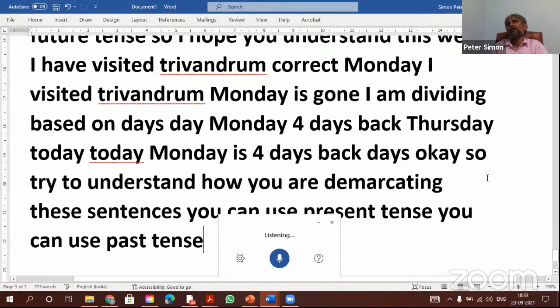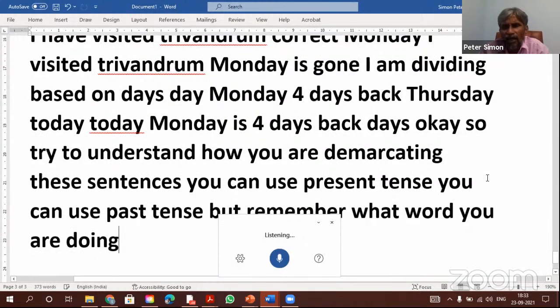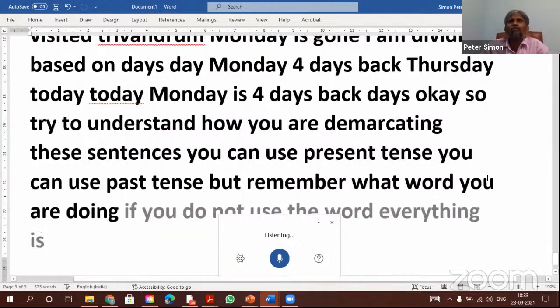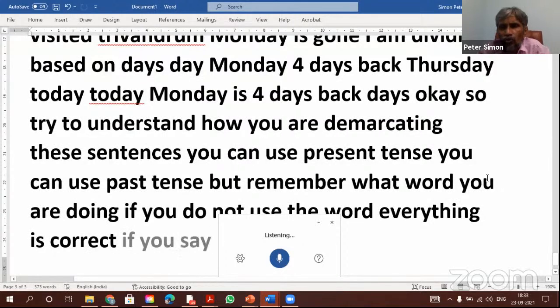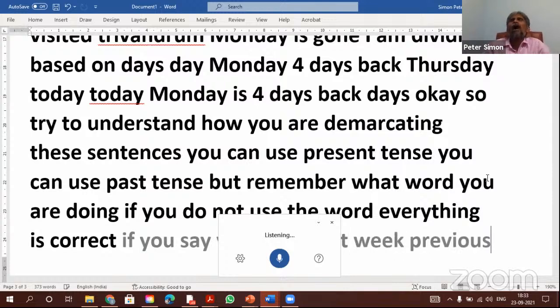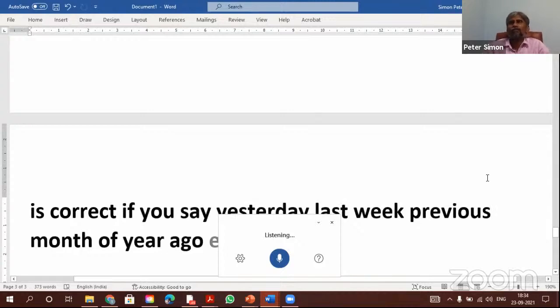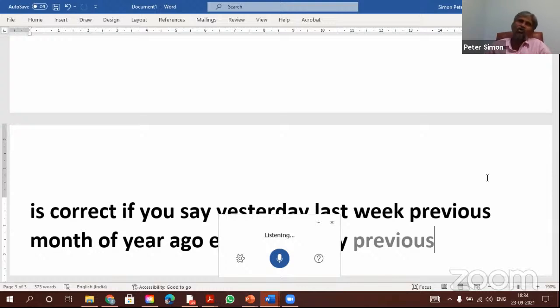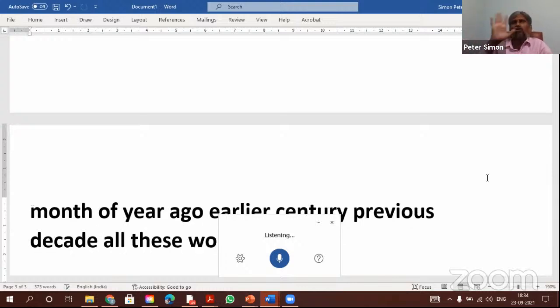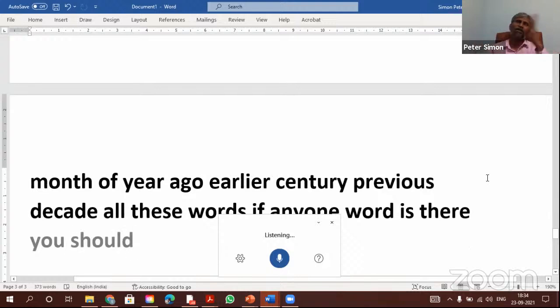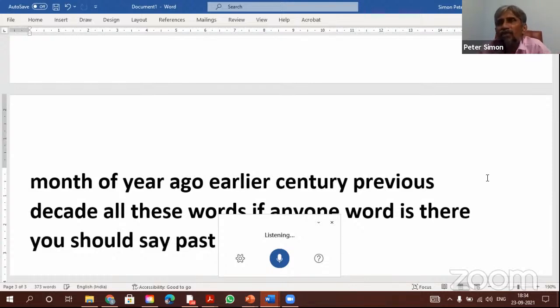But if you say this month, this year, current hour, present generation, at the moment, like these words you use, you have to use present tense. I have visited Delhi this month. That's it. But if you say last week will fall in this month. So this month is present tense. But if you say last week, even though it falls in this month, it is last week, not this. So past. Last week, I visited Delhi.